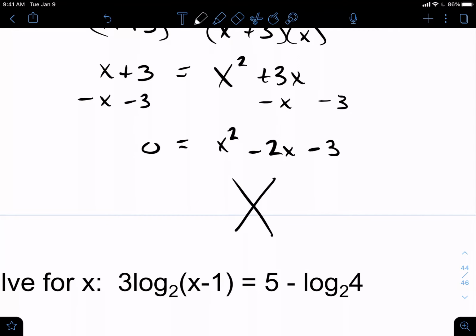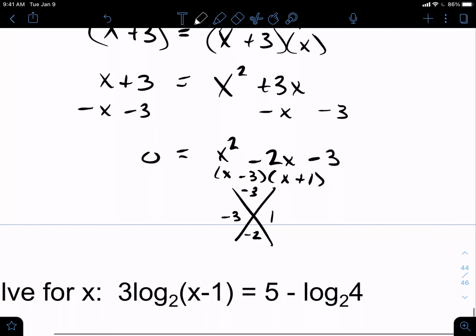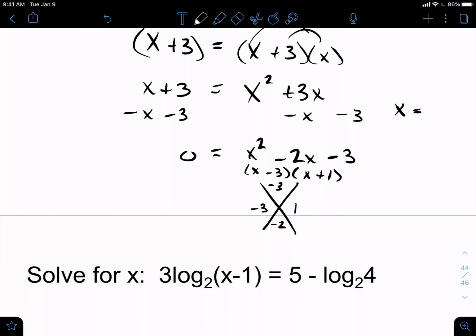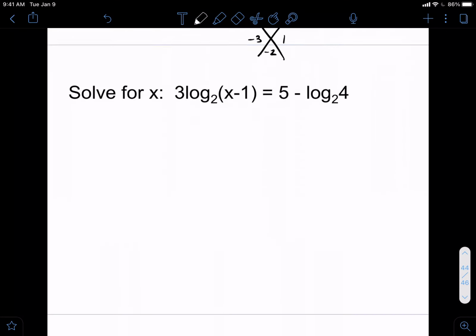Again, we should try to factor here. Trying to factor this, we'd get a negative 3 and a positive 1. Since there was no a term, this would be an x minus 3 and an x plus 1. So when I try to solve this now, remember that means my two solutions would be x is equal to 3 or x is equal to negative 1, and we reject the negative 1, making our answer just equal to 3.